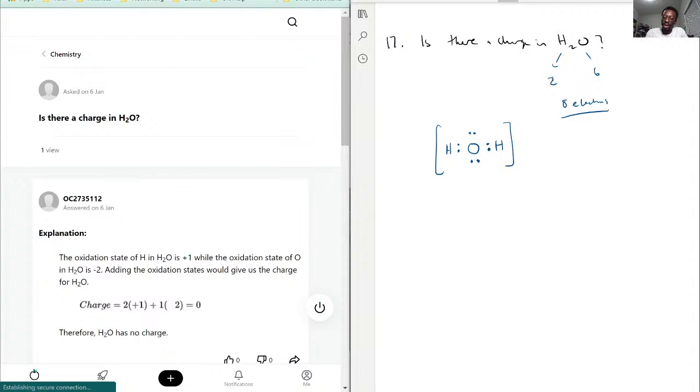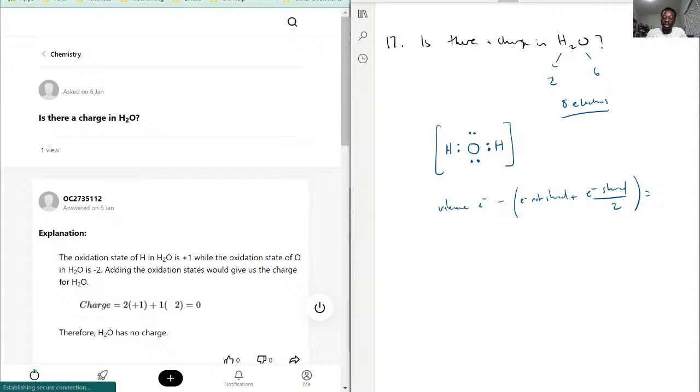There's no way to move anything else. Let's calculate the formal charge. The way you calculate formal charge is with this formula: valence electrons minus, in parentheses, electrons not shared plus electrons shared over 2. That is your formal charge equation, and the goal is to have it equal 0 hopefully, or else it means it has a charge.